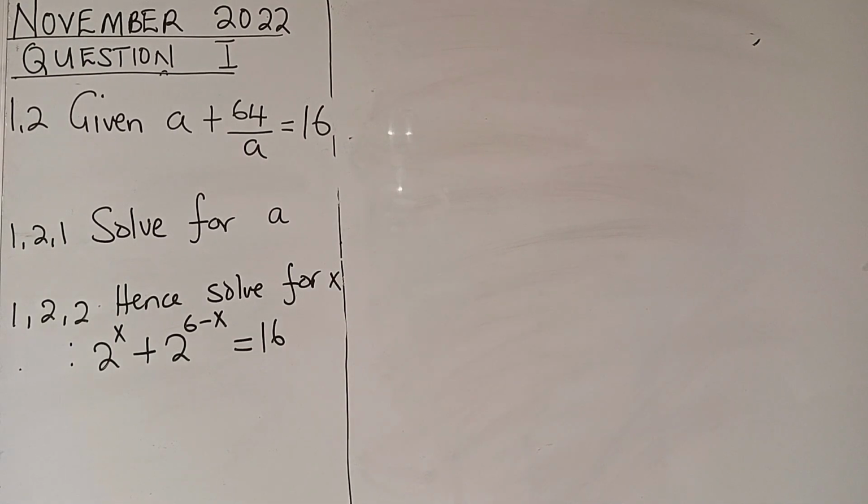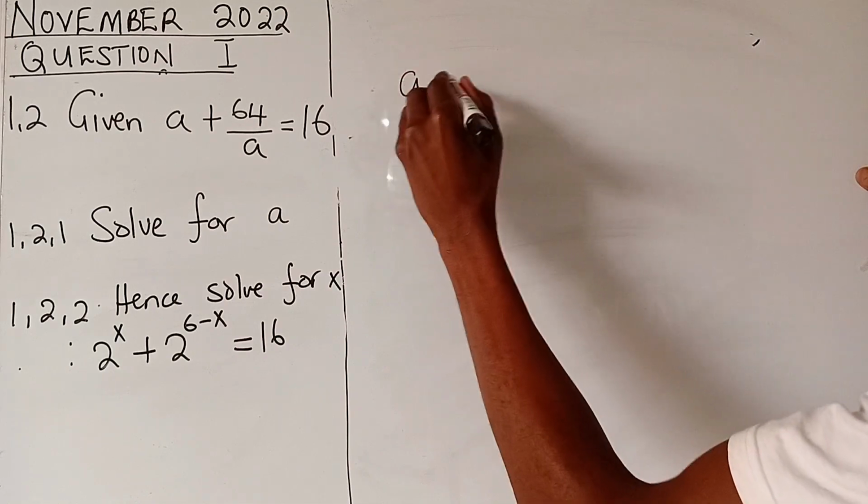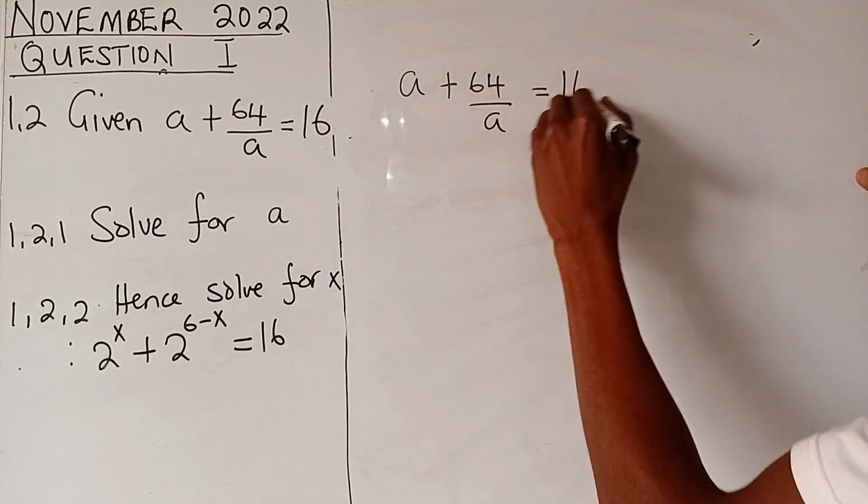Right, let us continue. We are now going to question 1.2. On question 1.2, they are saying given that a plus 64 over a is equal to 16, solve for a. So here we are to solve for a, given that a plus 64 over a is equal to 16.